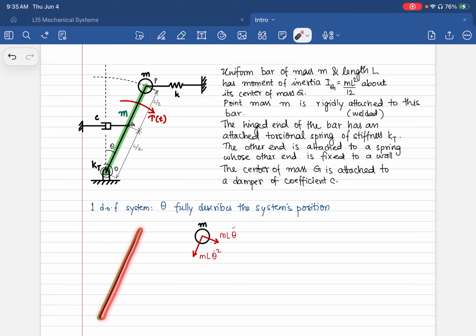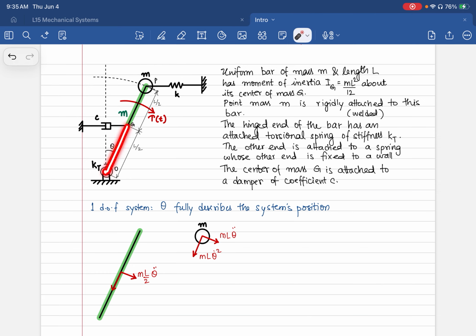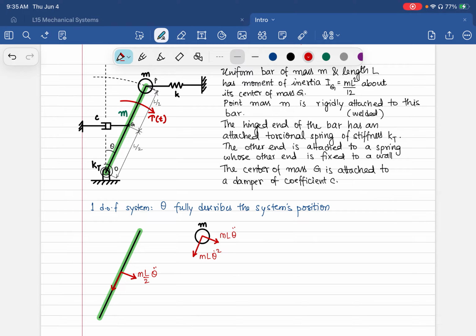This here, on the other hand, its center of mass will be experiencing an acceleration that is again towards the center, that is centripetal, and one that is tangential. This will be given by m l by 2 theta double dot. Why is it l by 2? The radial length from this point here is l by 2. So this is m r theta double dot, and then here you have m l by 2 theta dot squared.